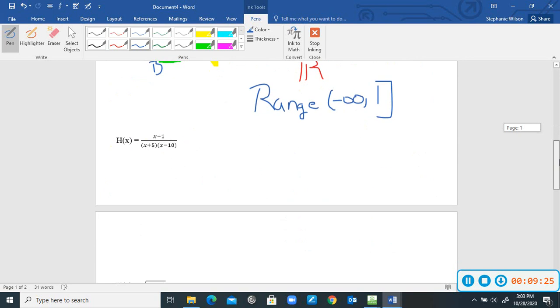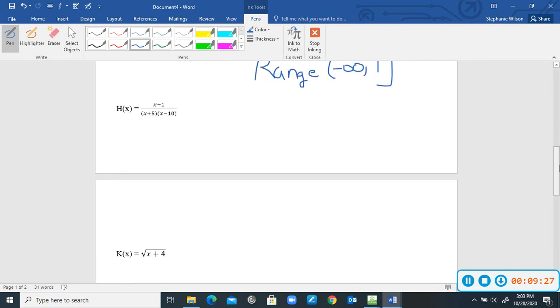So next, let's talk about the domain and range of this function. Or not the range, I apologize. Let's talk about the domain. The reason why I say not range is because we're not graphing this one. These last two, we're not going to graph them. So I just want to know what is the domain of it, okay?